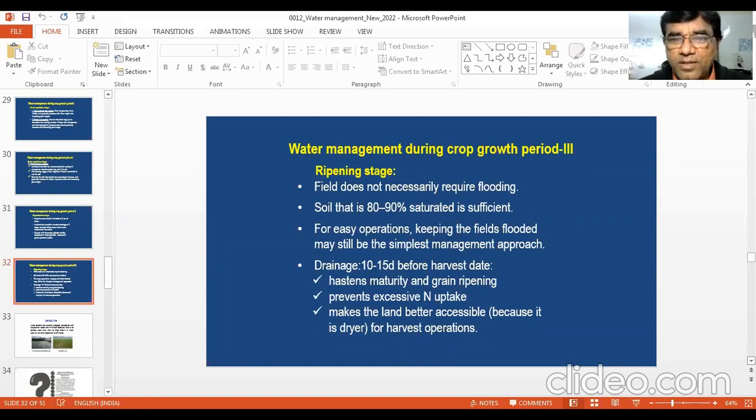So the decreased water supply may help in preventing the excess nitrogen uptake, because this will not help in grain formation at this stage. It makes the land better accessible because it is drier for harvest operation. So definitely some people have to enter the field, or machine has to enter the field to harvest. So therefore movement of machine or people will be easier if it is dry.